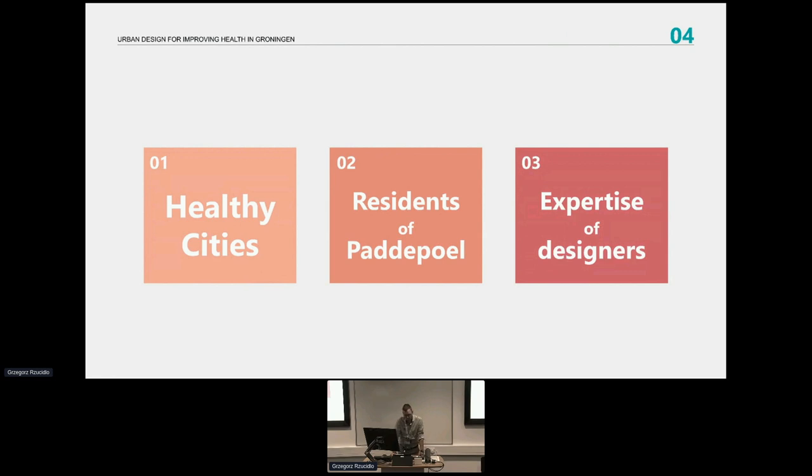So the main topic of the research was healthy cities, how to apply healthy cities here. The residents are a very important partner in this. So we asked the residents to participate, to think, to give input. And in the second stage, you could say the experts are joining there as well, of course. So there has to be a filter on it. We cannot just only ask the residents to say, what is the problem? We also have to filter it and cluster that information.